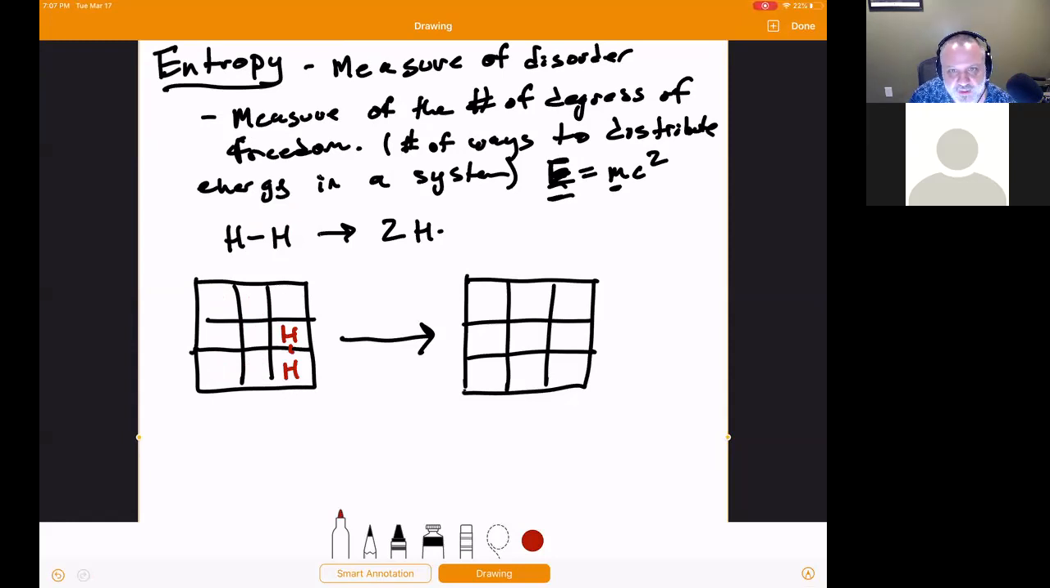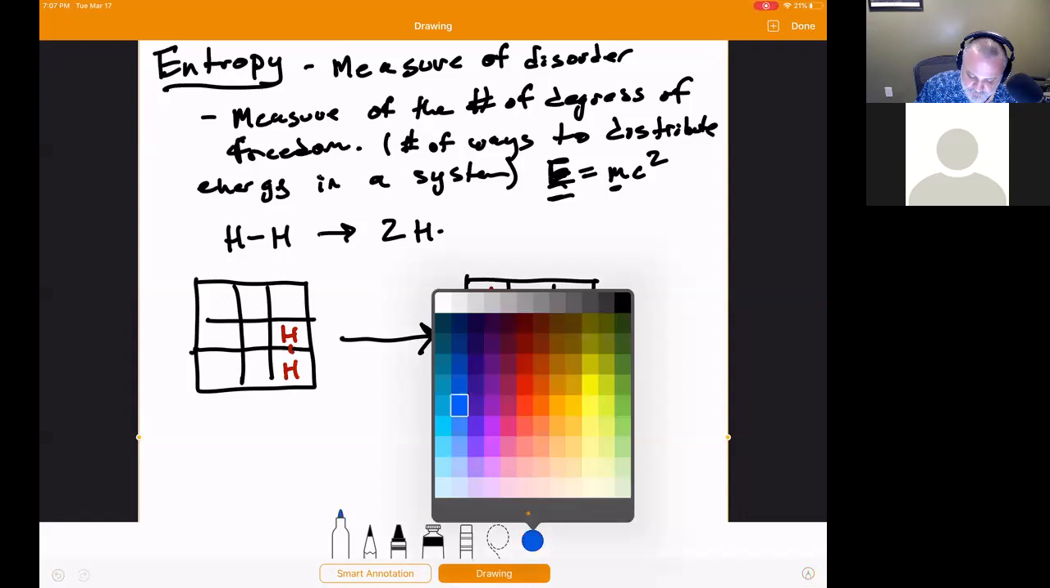So the number of ways to distribute energy, the number of degrees of freedom for H2, is going to be less than the number of degrees of freedom for H dot, because once I have H dot, I no longer have the constraint of them having to be in adjacent boxes. I can have them in any box as long as they're not occupying the same box. So all of a sudden, what you see is that I have every single possibility that was the same as the H2, but now I have added other possibilities, the ones where they're not in adjacent boxes.